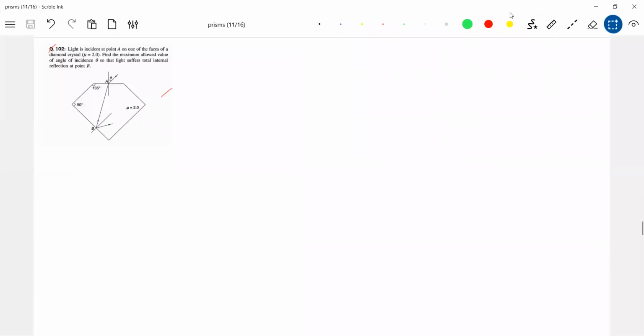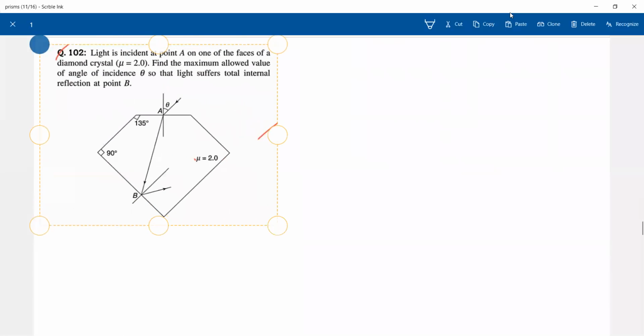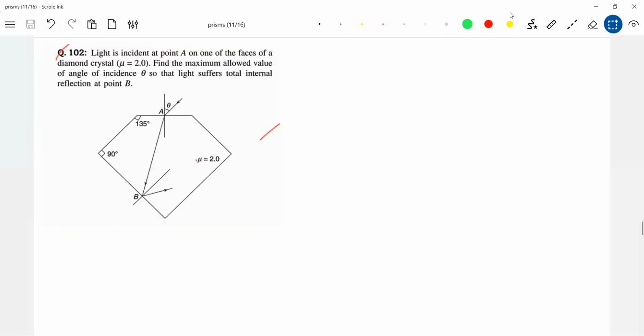Next one. Carefully analyze the problem. It's a diamond. I think diamonds will be of this shape only. Find the maximum allowed value of angle of incidence theta so that light suffers total internal reflection at point B. I'm testing your geometry here.